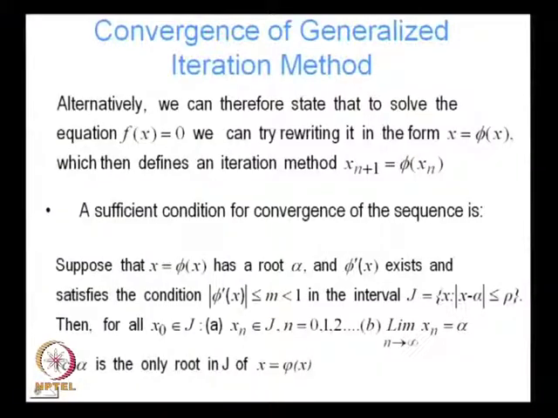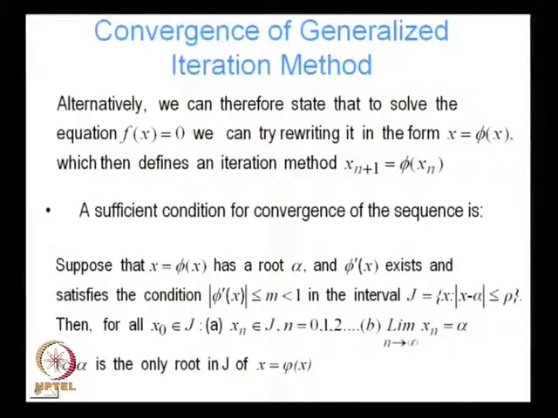What are the sufficient conditions for that sequence to converge? Suppose that x is equal to phi(x) has a root alpha, and let us suppose that the derivative phi prime(x) exists, and it satisfies the condition mod of phi prime(x) is less than m, which is less than 1. So, that means the derivative is bounded, less than some number m, which is less than 1, in a certain interval in a neighborhood of my solution. So, in a certain interval neighboring my solution alpha, let us suppose that the derivative phi prime(x) exists, and also that it is bounded, that is, its value is less than some specified value. In our case, we are saying that specified value m is less than 1. So, let us suppose those conditions hold.